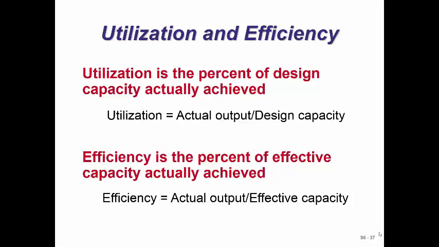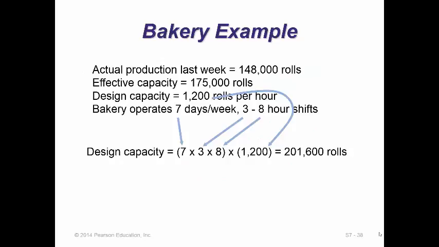The two terms they use in association with this is utilization, which is percent of design capacity, and then efficiency has to do with effective capacity. So again, if you're going to measure people against something, efficiency and effective capacity is the one you want to use, not utilization and design capacity. So here they have a bakery, right?